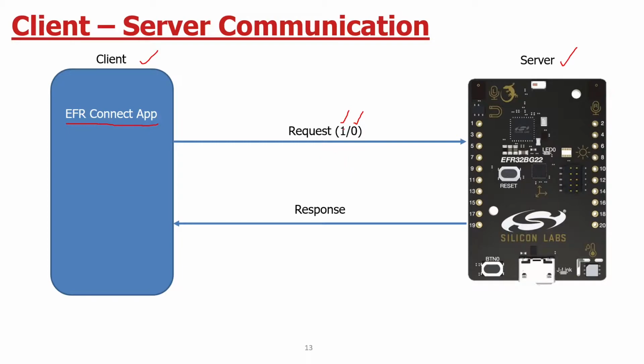Once you send a request and it is written to the server successfully, server in the sense BG22, then we will receive a response. That means the write characteristic is successfully set. We will also see how we send this data from the EFR Connect app to the server, and how we can get the response from the server. So this is how the simple client to server communication will happen.